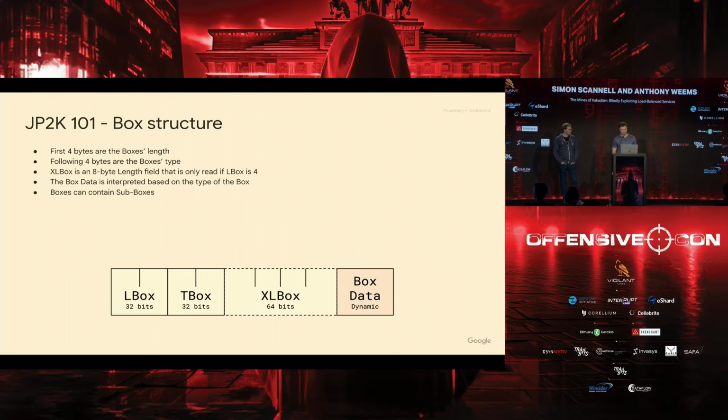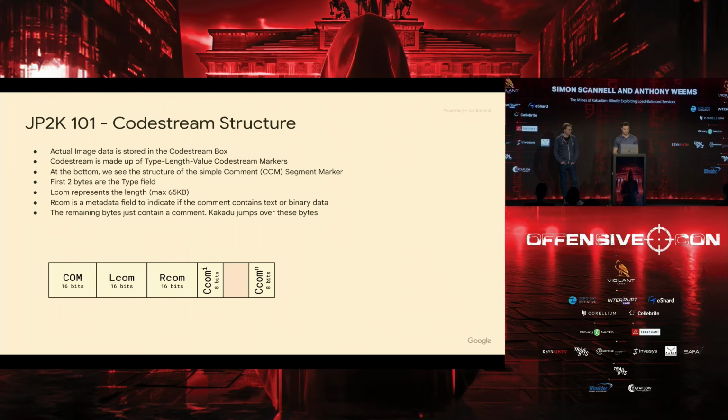And it's also important to note that boxes can contain sub-boxes. So the actual important things are the code stream box, and it's also divided into a type length value structure where one unit is called a marker. And at the bottom, we can see the structure of a simple comment marker.